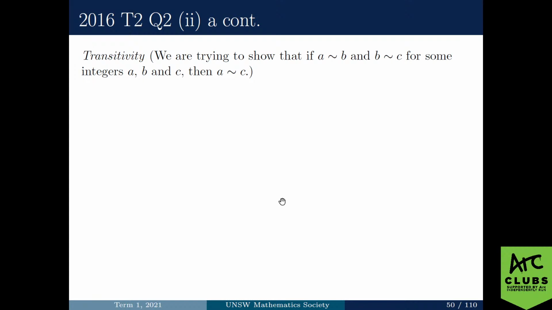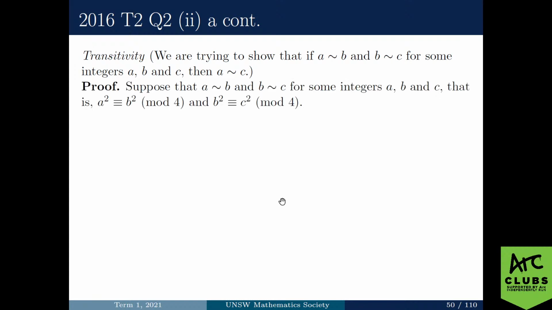An example of a transitive relation is any inequality operator. If A is less than B and B is less than C, then A is going to be less than C. Okay, so let's assume A is related to B and B is related to C. By our definition of the relation, we get that A squared is equivalent to B squared in mod 4, and B squared is equivalent to C squared in mod 4 as well.